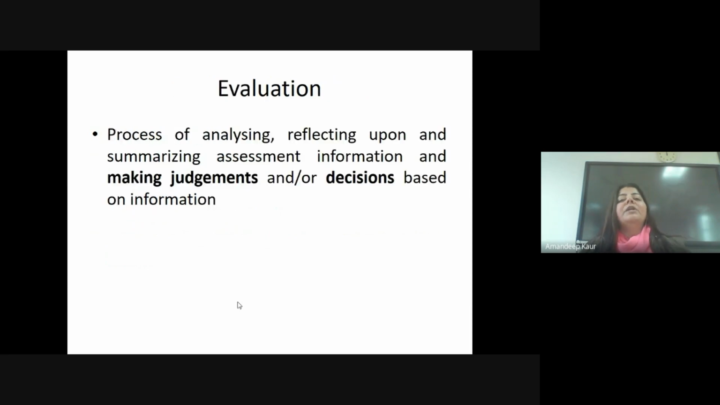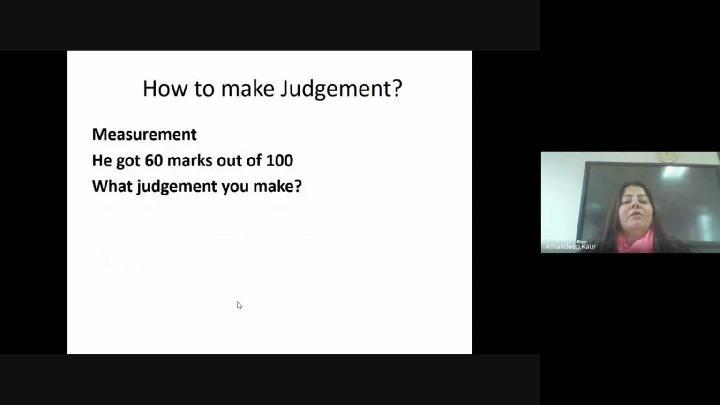I'm not going into the details of evaluation because in the Monday second session, Dr. Paramjit Kaur Tulsi ma'am already covered the aspect of evaluation and assessment with all of you. So in a nutshell, when it comes to evaluation, the teacher is going to make certain judgments and decisions based on the information received after evaluation.